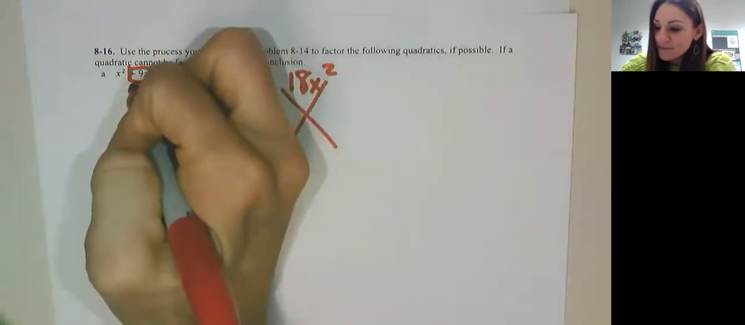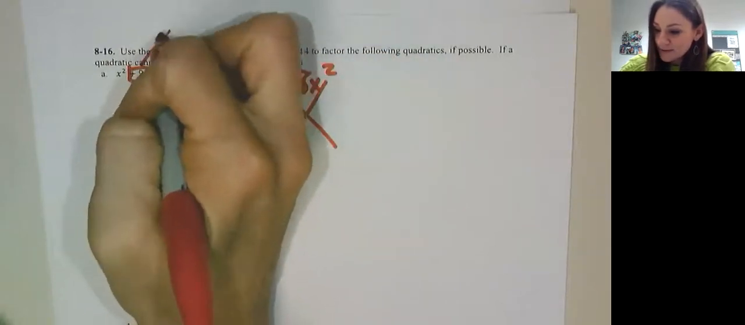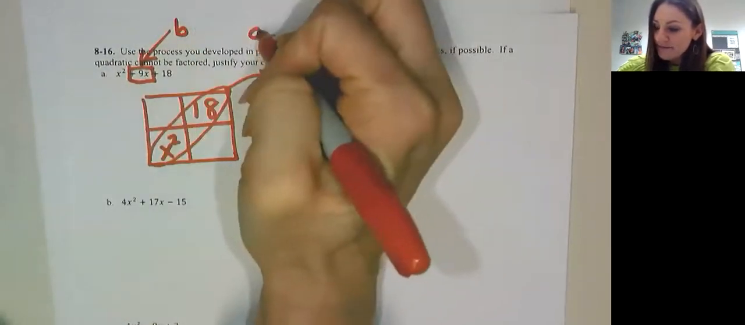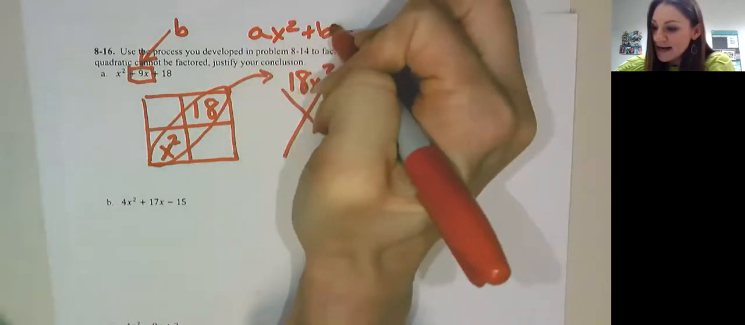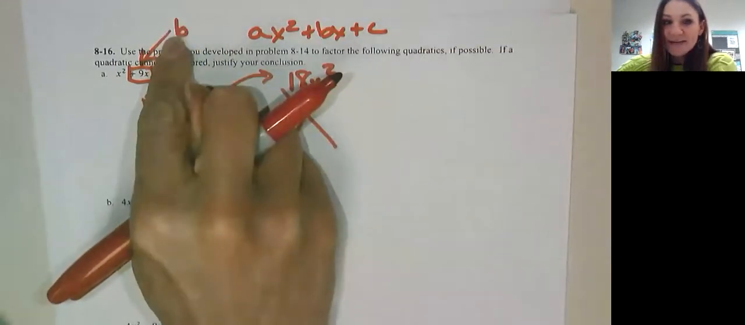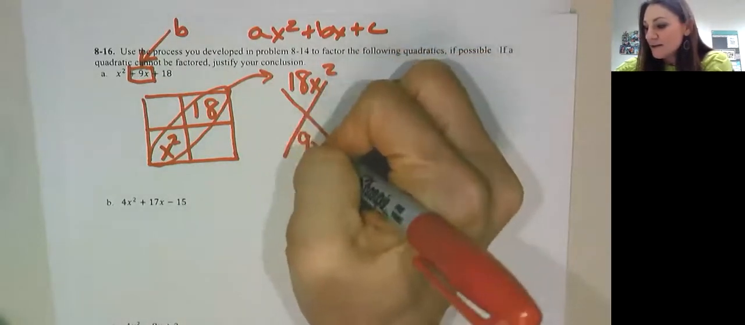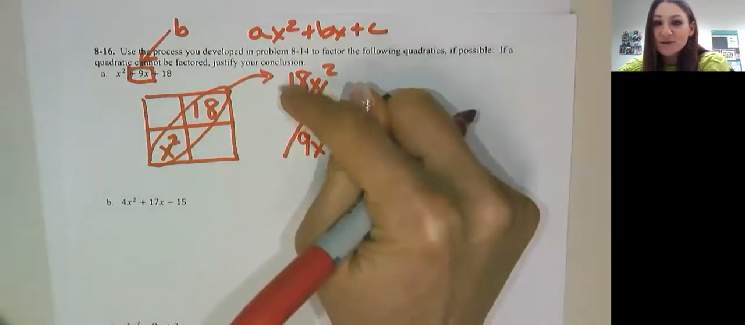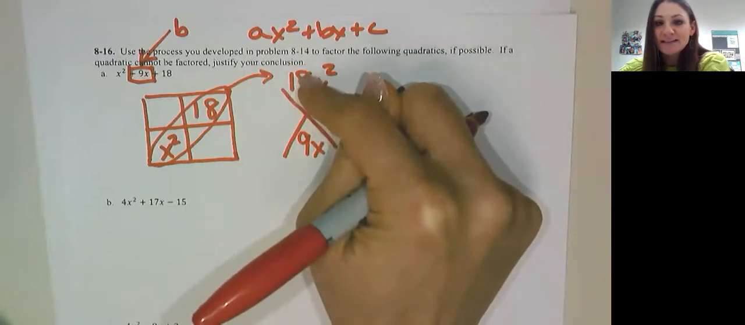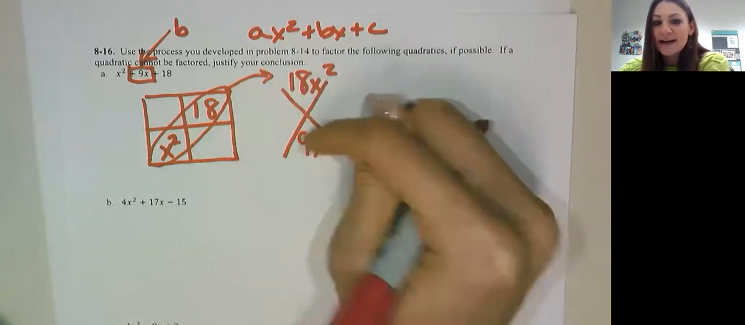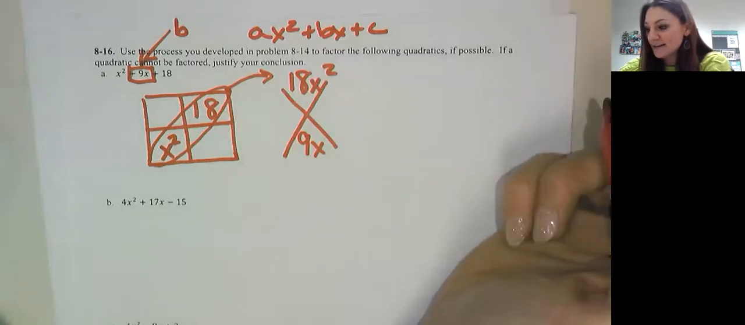So I remember with the b term, we have ax squared plus bx plus c. So that b term is going to go in the bottom of the diamond. So now we want to think of two numbers that are going to multiply to give us 18x squared and add to give us 9x.